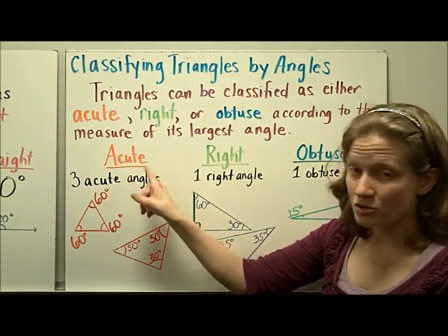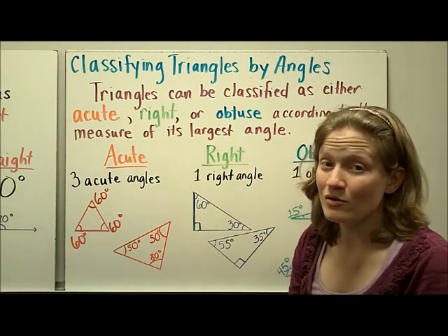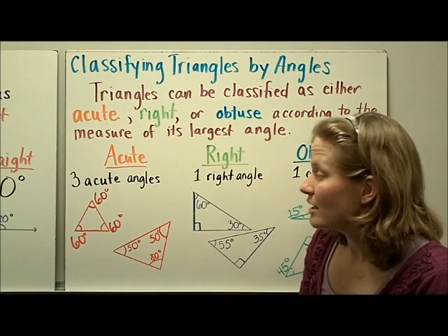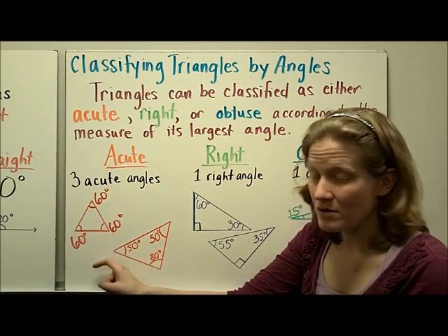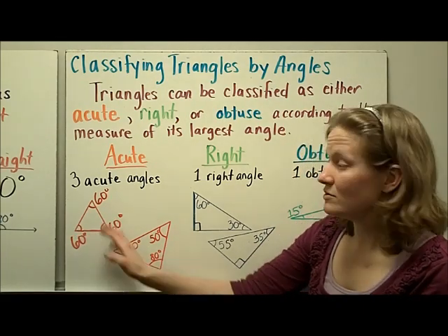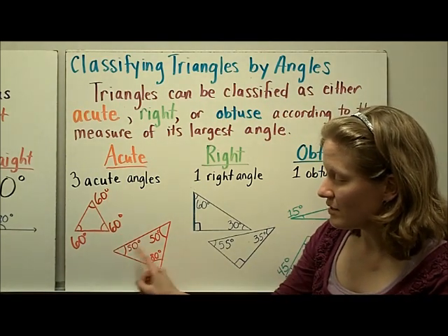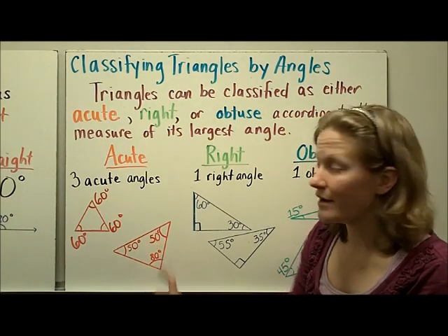An acute triangle has three acute angles. It doesn't have anything bigger than an acute angle. So its biggest angle is acute, so we just call it an acute triangle. This triangle here has all 60-degree angles. Each of those is less than 90, or acute, so this is an acute triangle. Here we have one with an 80-degree angle and two 50-degree angles. All of those are less than 90, so this is an acute triangle.